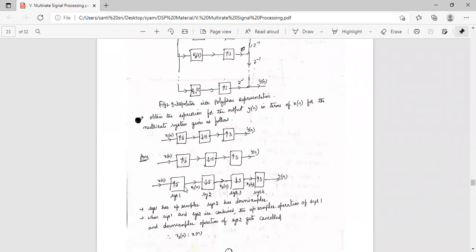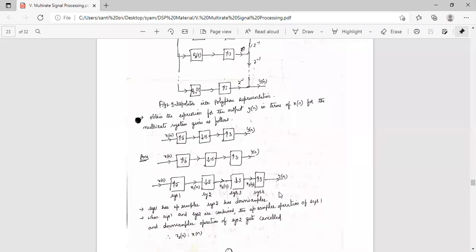So this is x of n. After the upsampler, x1 of n is the output of this one. This is system one. So x2 of n is the output of this one. This is system two. So this 15 can be divided like this: 5 into 3. This is system 3, and this is system 4. System 1 has an upsampler, system 2 has a downsampler. Similarly, system 3 is also a downsampler, system 4 is an upsampler.